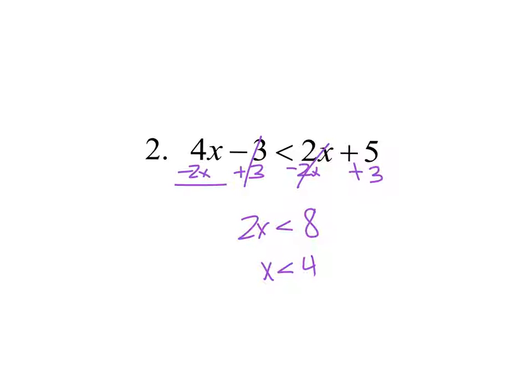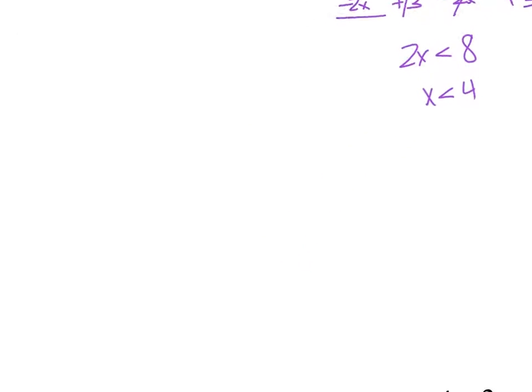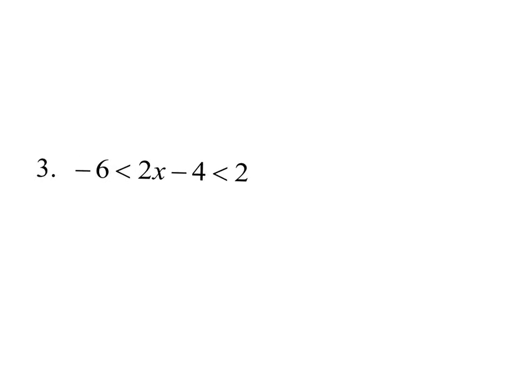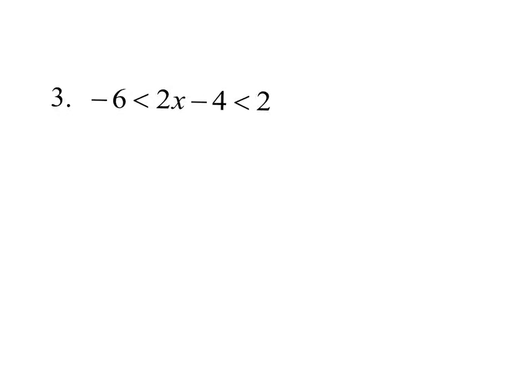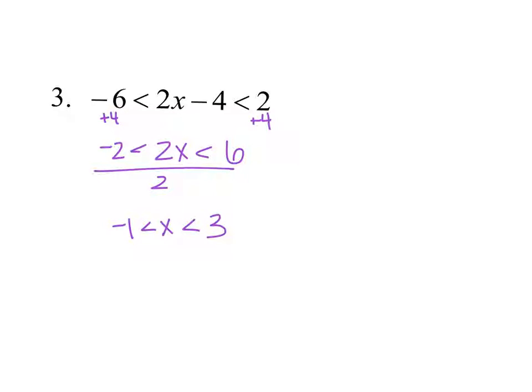The first two examples were examples of what we call one-sided inequalities. If we look at the next two examples, number 3 and 4, notice how we have a two-sided inequality. To solve a two-sided inequality, you're just going to try to get x by itself in the middle. So the first thing I'm going to do is add 4. If I add 4 to the negative 6, I also have to add 4 to the 2. So I'm going to get negative 2 is less than 2x, which is less than 6. Now I'm just going to take everything and divide by 2. So I'm going to get negative 1 is less than x, which is less than 3.